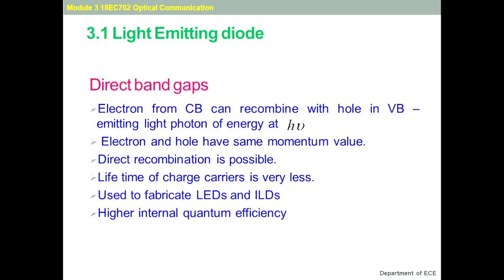First let me see the definition of direct band gap. In a direct band gap material, we have a conduction band and a valence band. The electron from the conduction band can recombine with the hole in the valence band, and after the recombination it emits a photon of energy h mu. In a direct band gap, electron and hole have the same momentum value, hence direct recombination is possible, and the lifetime of the charge carrier is very short. Hence it is used to fabricate LEDs and ILDs, and it provides higher internal quantum efficiency. That's all about direct band gap.